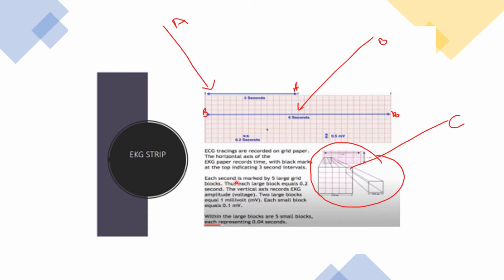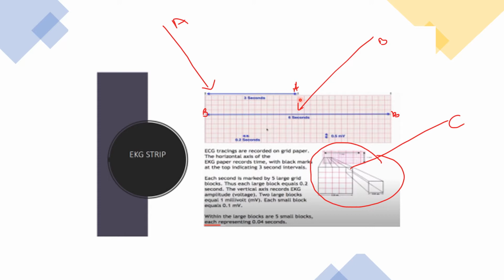It means that each second is marked by 5 large grid blocks. So here you go, 1, 2, 3, 4, 5. The 5 of them, if you were to count, because each block is equal to 0.04, 0.04 times 1, 2, 3, 4, 5 is equal to 0.2 seconds. Okay? If you were to add up all these 0.2 seconds here, you will get 3 seconds.